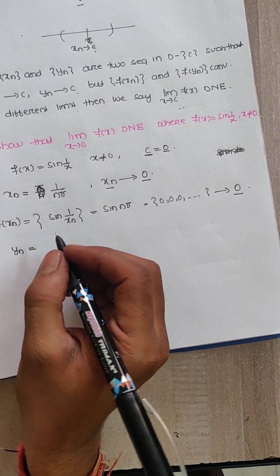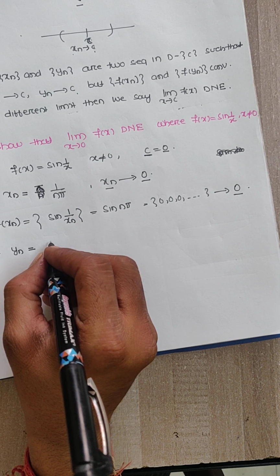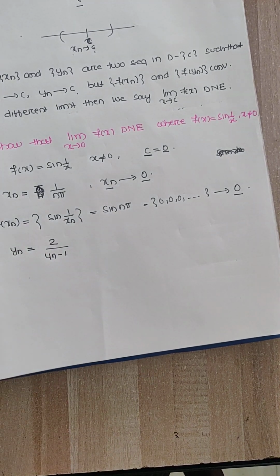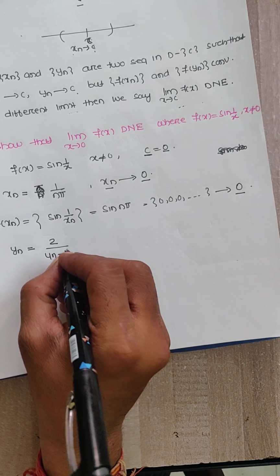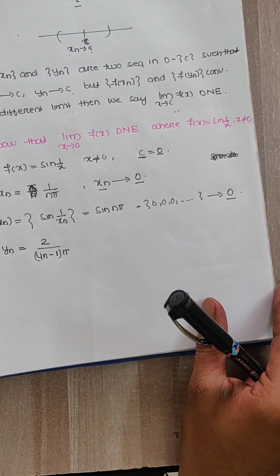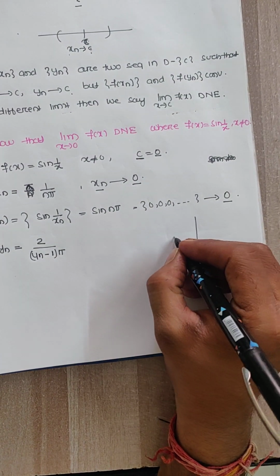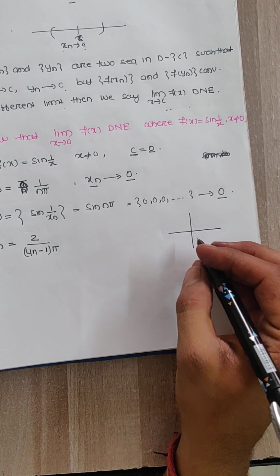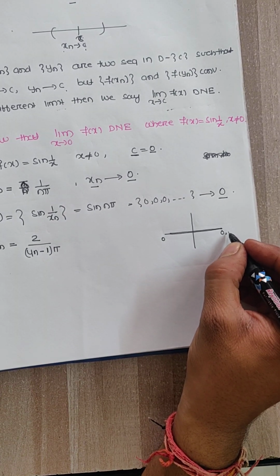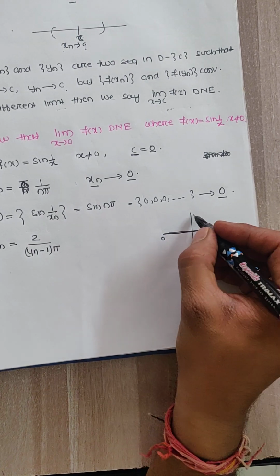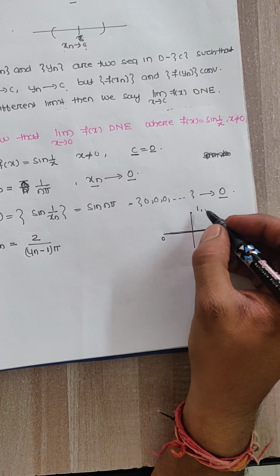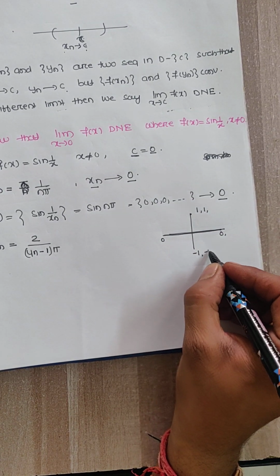yn be equal to 2 by (4n minus 1) pi. Why I am writing 4n minus 1 pi is from trigonometry. I am just recapping this within a minute. We know that sine 0 is 0, sine pi is 0, sine 2 pi is 0, sine 3 pi is 0, sine n pi is 0. But sine pi by 2 is 1, sine 3 pi by 2 is minus 1, sine 5 pi by 2 is 1, sine 7 pi by 2 is minus 1.